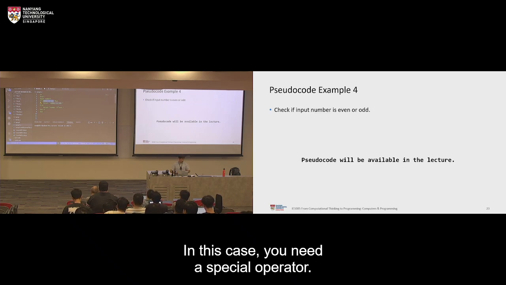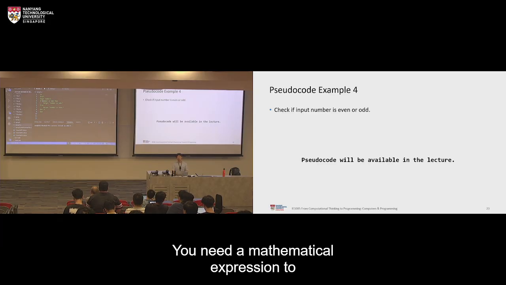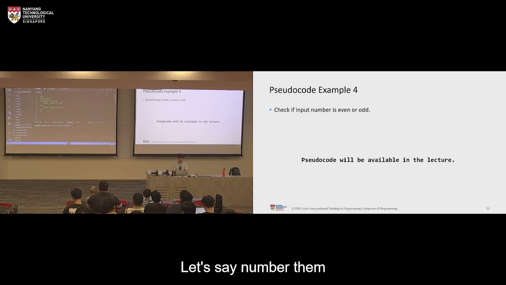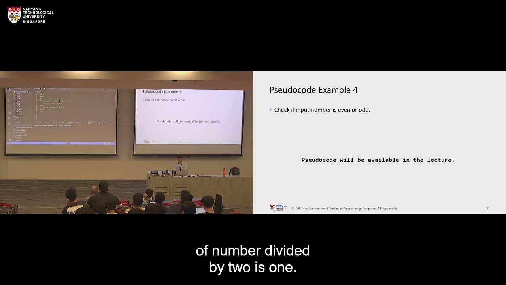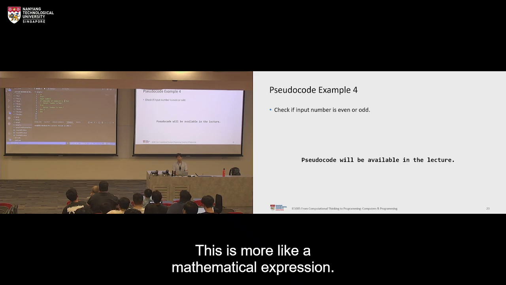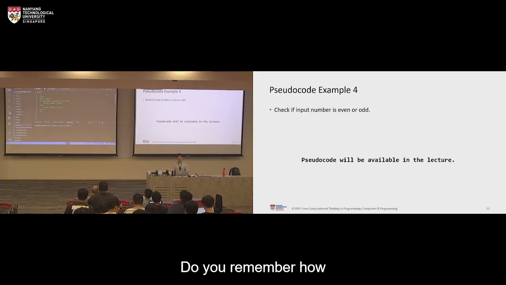So in this case, you need a special operator. You need a mathematical expression to determine whether the number is even or odd. Let's say number, the remainder of number divided by 2 is 1. Then output number is odd. This is more like a mathematical expression, right?